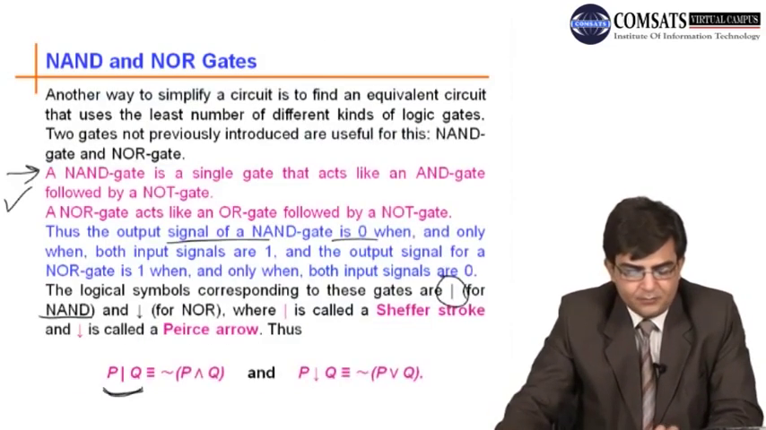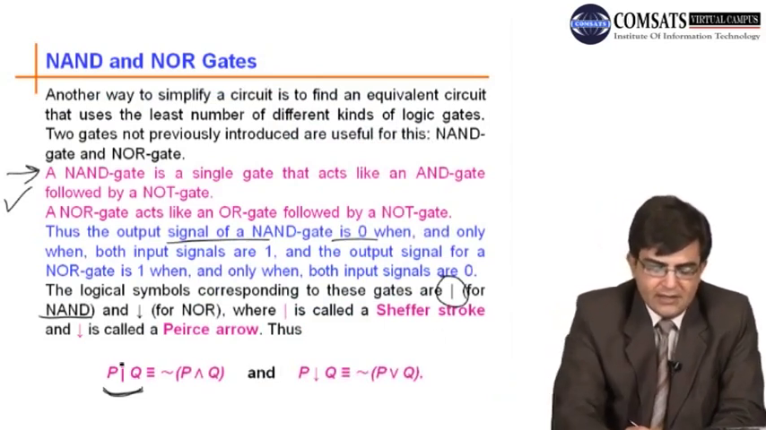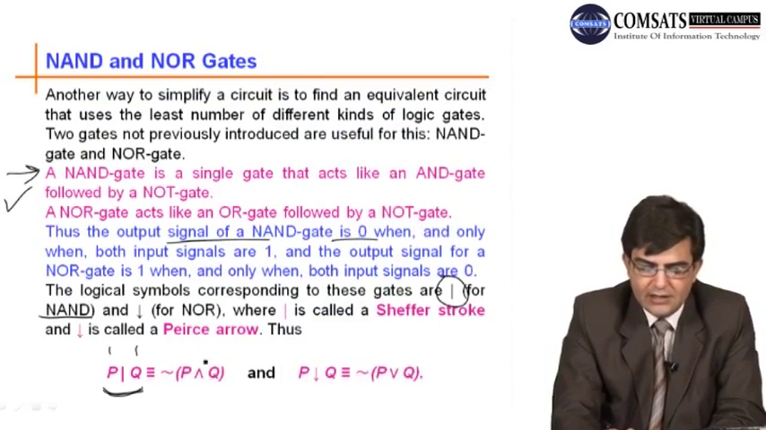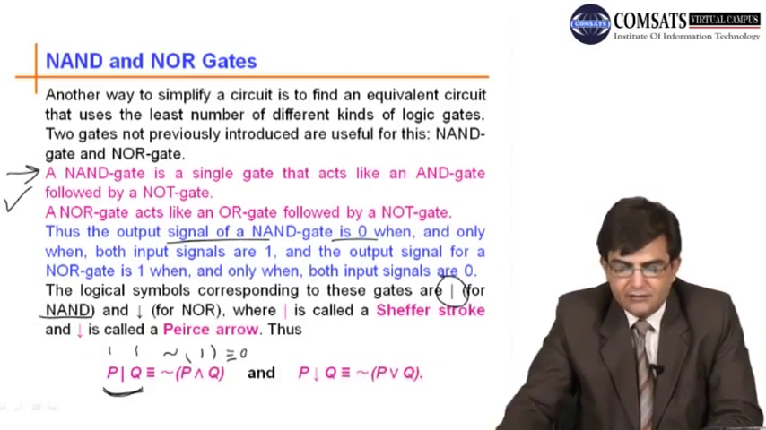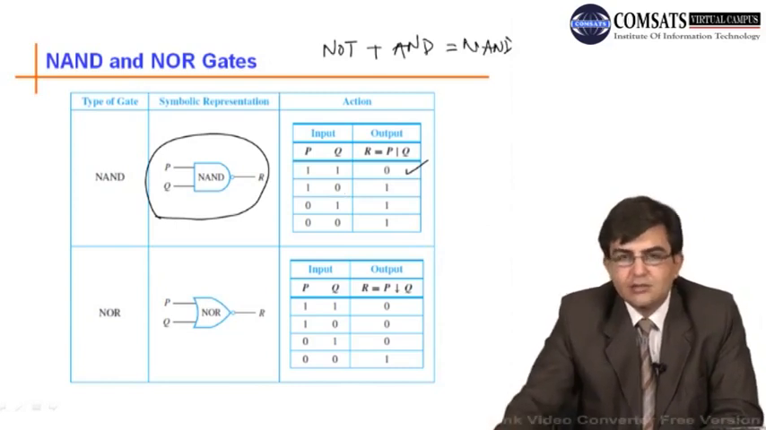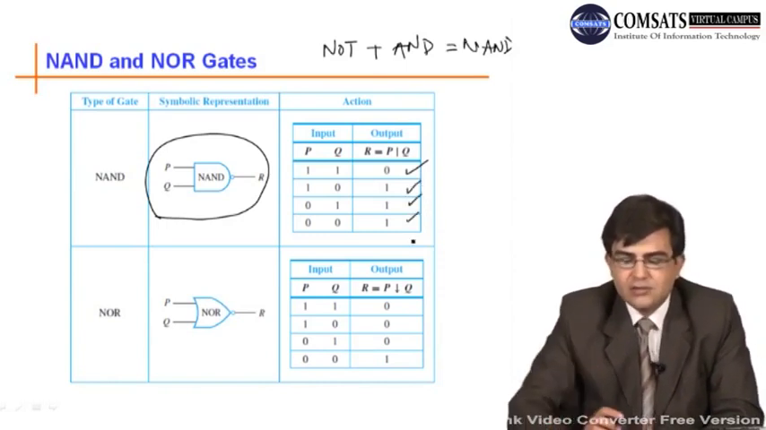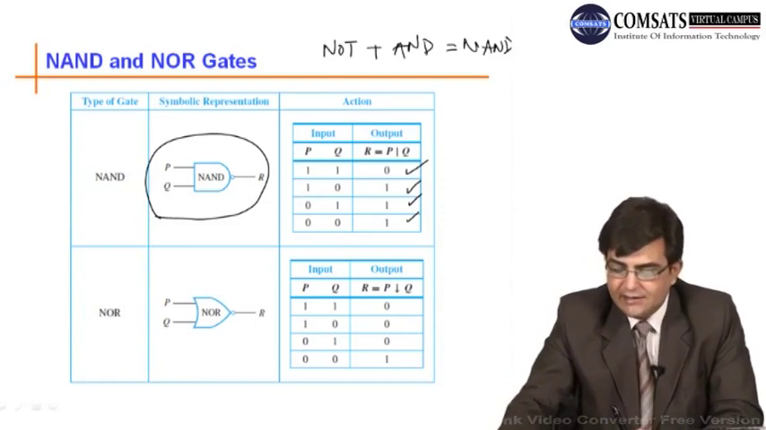As this P NAND Q is equivalent to not (P and Q). When P is 1, Q is 1, P and Q is 1. When we apply not on this, it will give us 0. So therefore the first output of this gate is 0. When P is 1, Q is 0, we have P and Q as 0, and then we apply not, we get 1. Similarly, this is 1, this is 1. So this is basically a NAND gate.